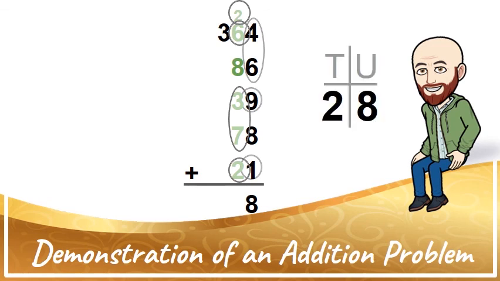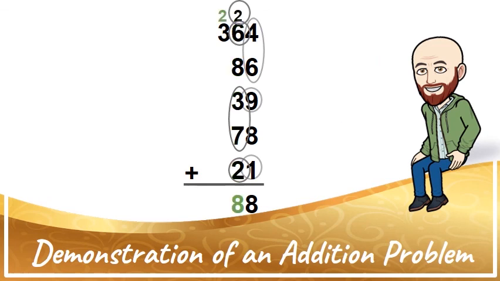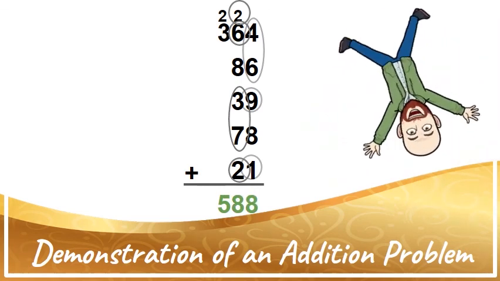The 8 will come down into the answer column and the 2 will go across, bridging over to the next one, which is the hundreds column. So I've got 2 plus 3 in my hundreds column, which equals 5. Altogether, giving me an answer of 588.